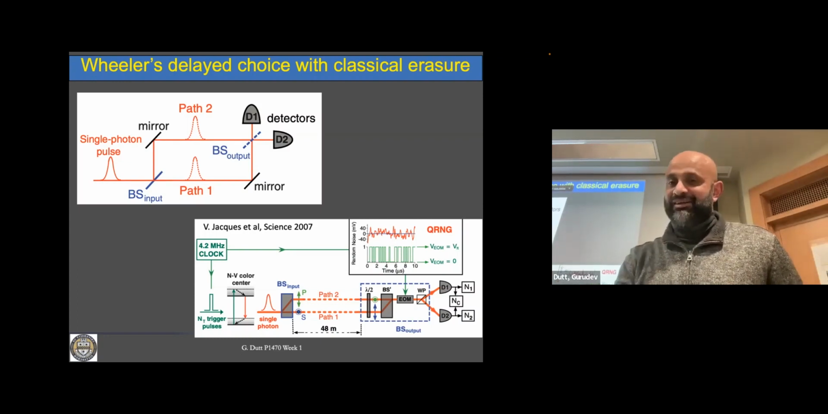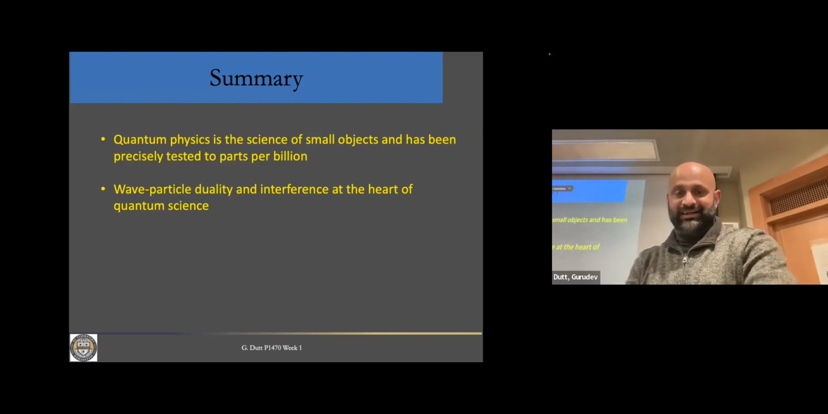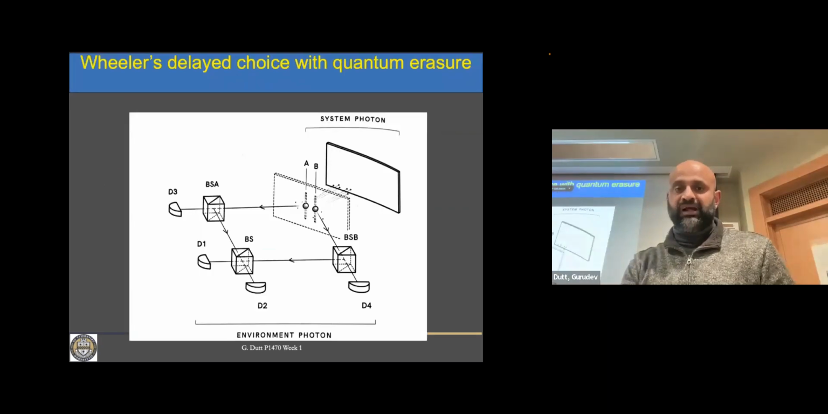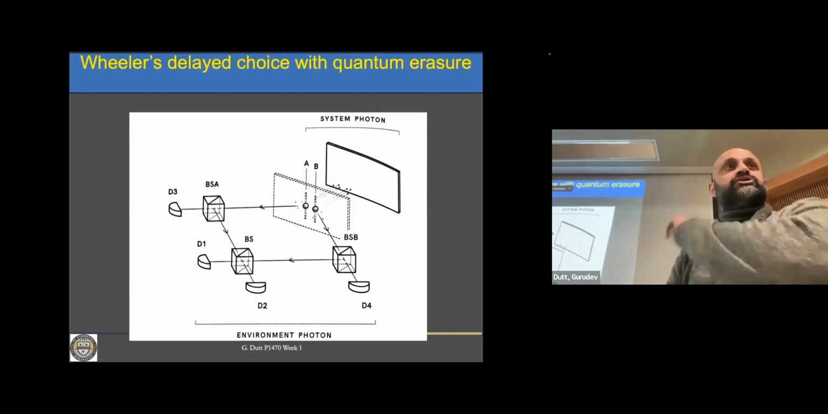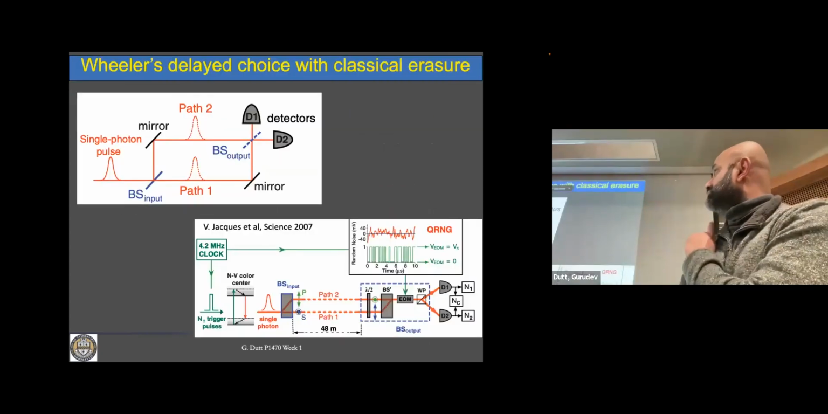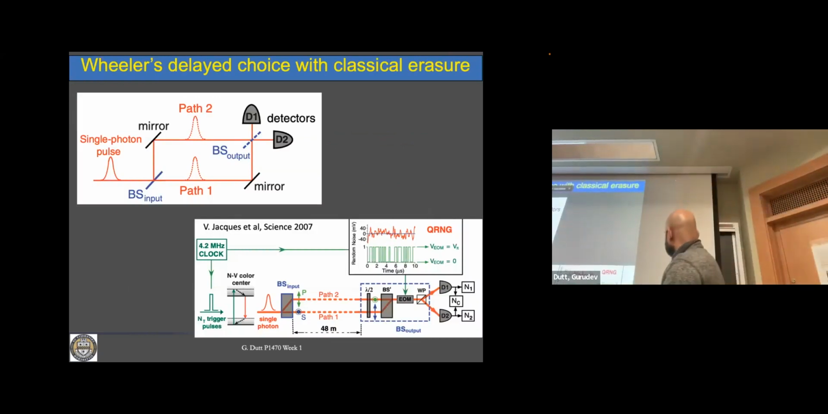So we will talk about entanglement. All right, I'm out of time, so I'm just going to summarize. There's one other Wheeler's experiment that I'll just briefly mention. It's called Wheeler's delayed choice with quantum erasure. So far, remember, I just told you this was Wheeler's delayed choice with classical erasure. That's because erasure means erasing which way the photon went. We don't know which way the photon went, so we get interference. But if we know which way the photon went, we don't get interference. So that erasing of the which-way information happens through a classical signal.